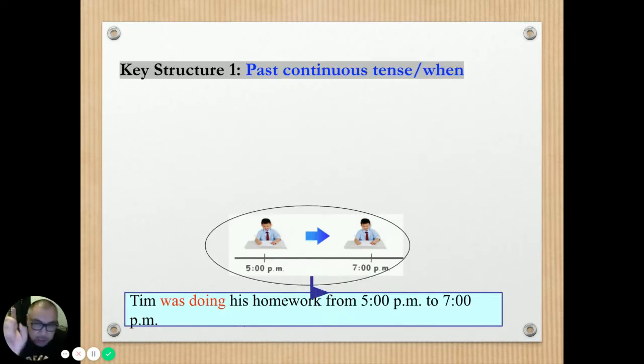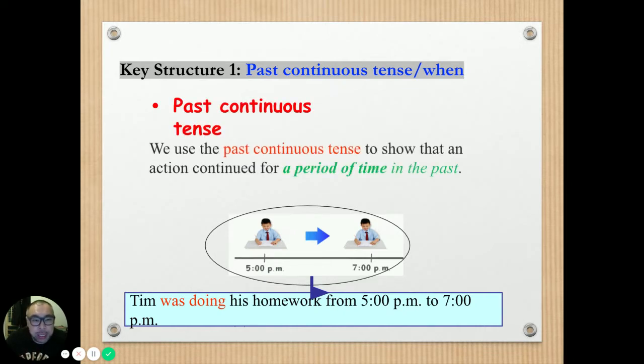Two things we're going to revise. The first thing is the past continuous, and we have done that before, so we can do this very quickly. What is the past continuous? Well, we use the past continuous to show that an action continued for a period of time in the past. It's always in the past. That's why we use past tense verbs. For example, was, were, of course. And then we have the verb plus ing, and that's how we make it.